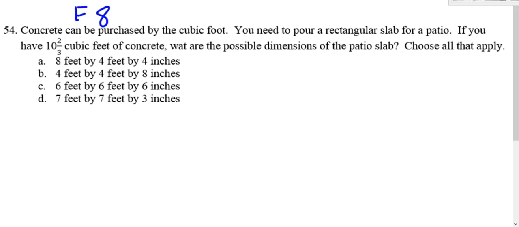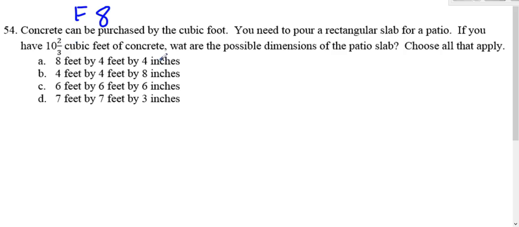Concrete can be purchased by the cubic foot. If you need to pour a rectangular slab for a patio, you have 10 2/3 cubic feet of concrete. What are the possible dimensions of the patio slab? Please ignore that typo. Choose all that apply. So we need to know if this has a total volume of 10 2/3, 10.6 repeating.